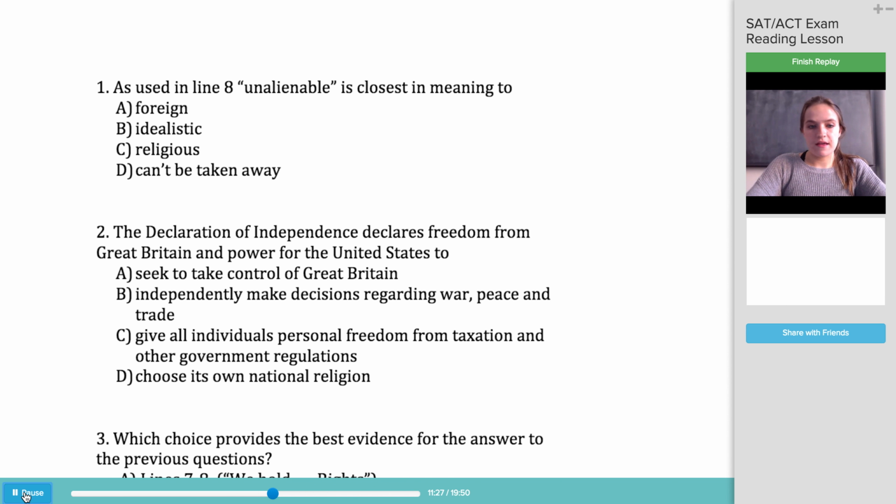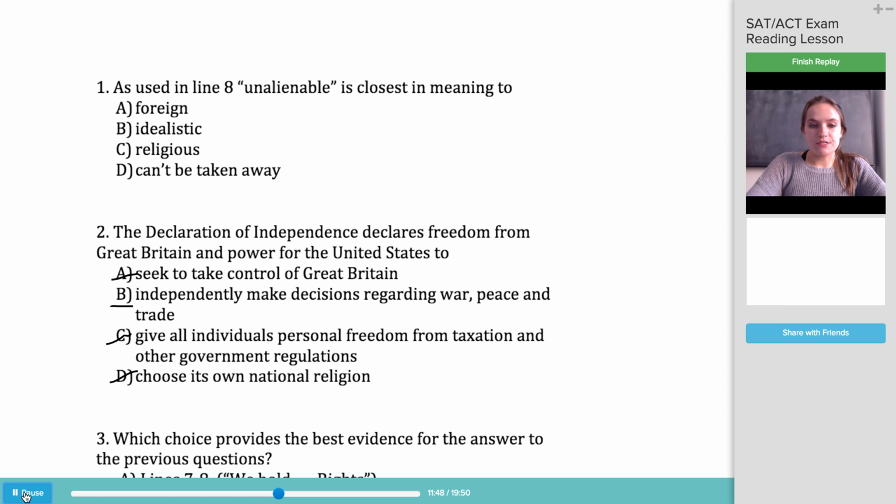So here we go. We get rid of A, as we said before. Get rid of C, give all individuals personal freedom from taxation of the government regulations. We know that they want a government, they just want to use one that does not abuse its power. There's nothing about choosing its national religion, but B is definitely the best answer here. Independently make decisions regarding war, peace, and trade.